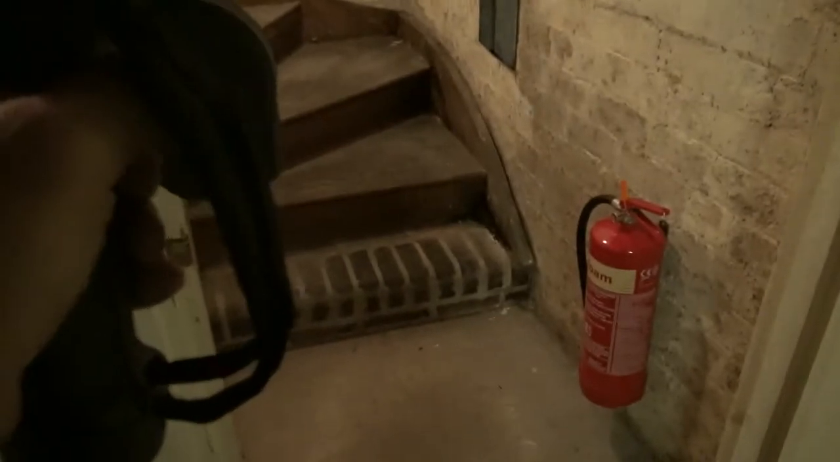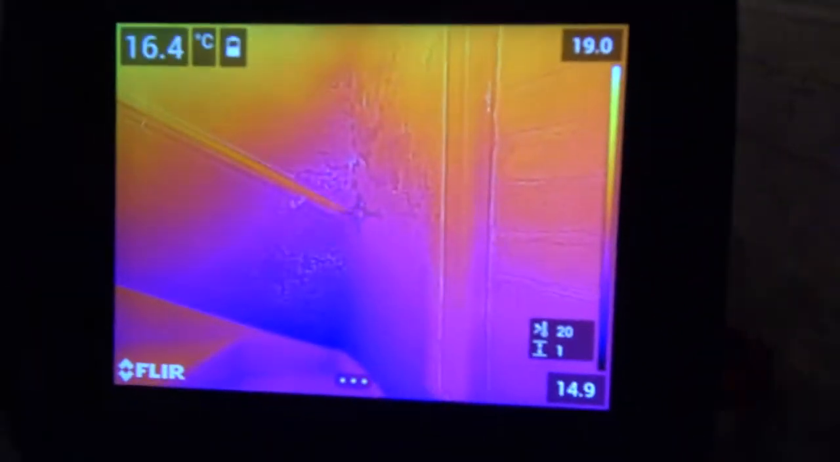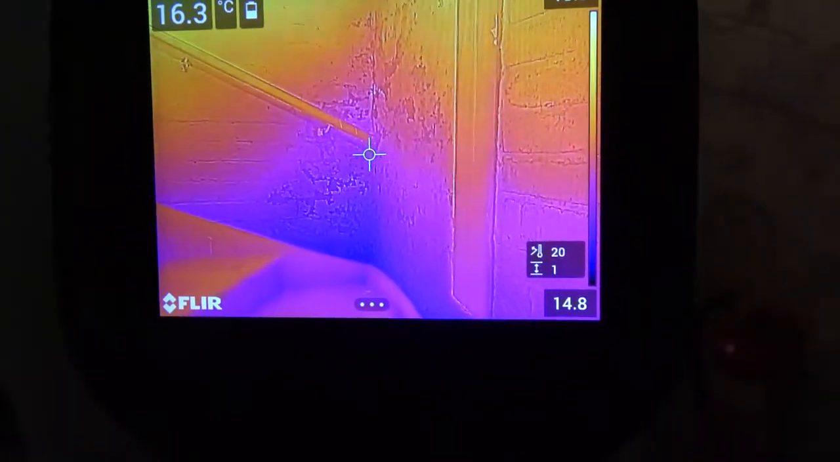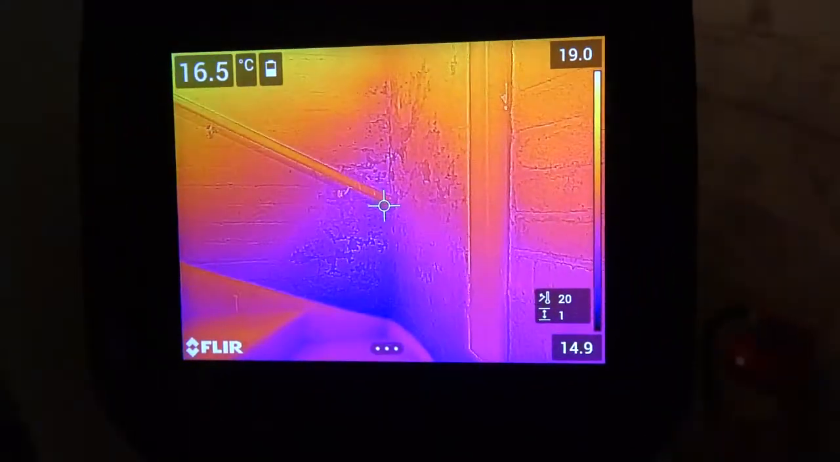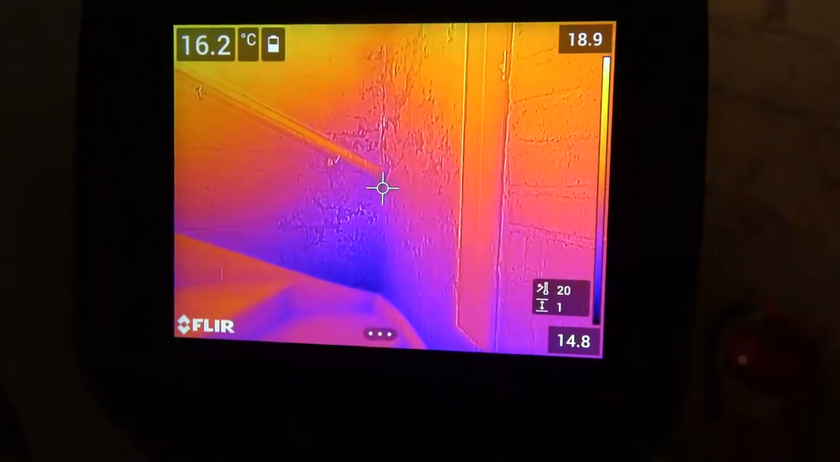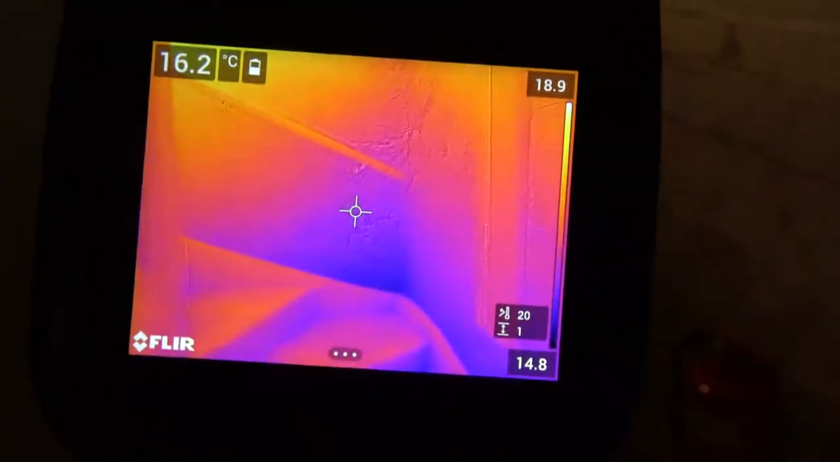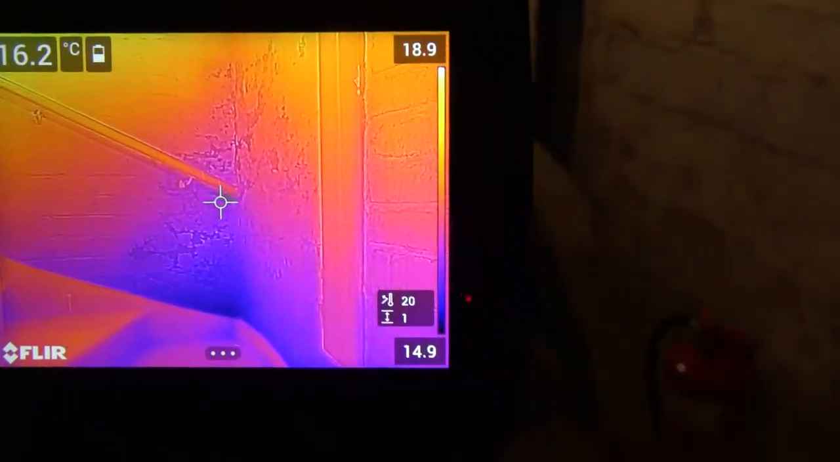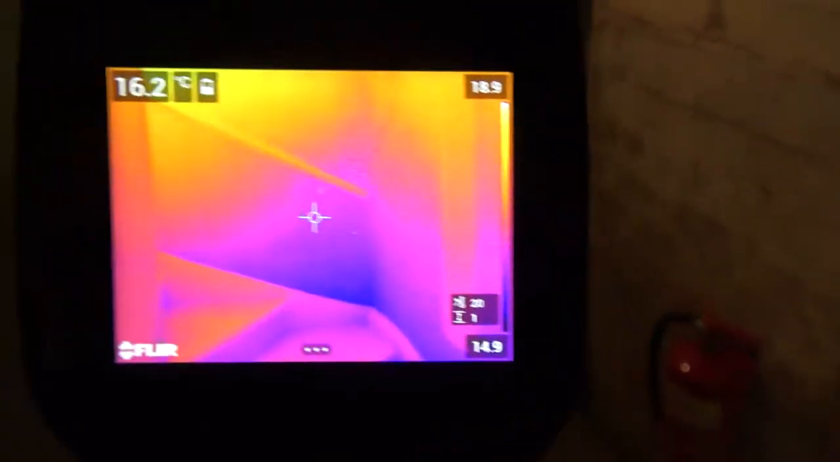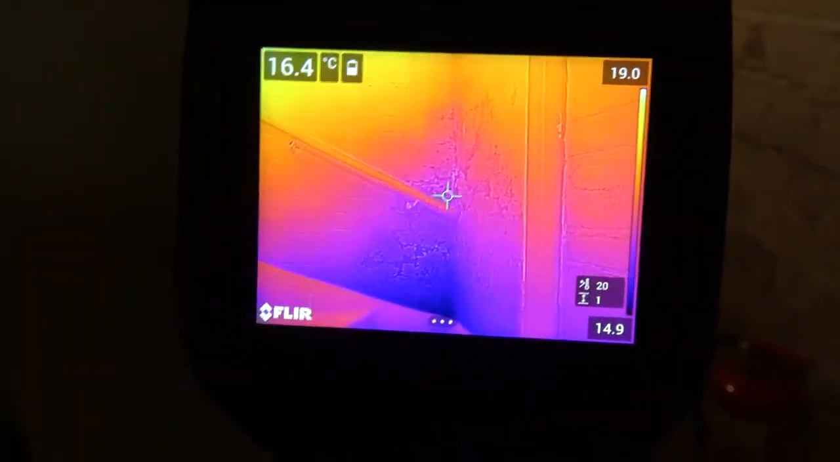But you look at that thing in the corner and there's definitely something going on there. That's a different shape, isn't it? It goes right up in the corner. So what we'll do is go outside and have a look at this particular spot outside and see what is going on.